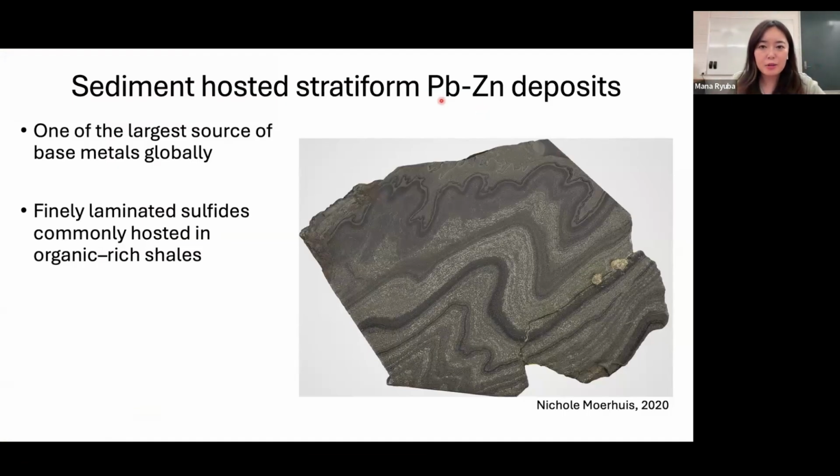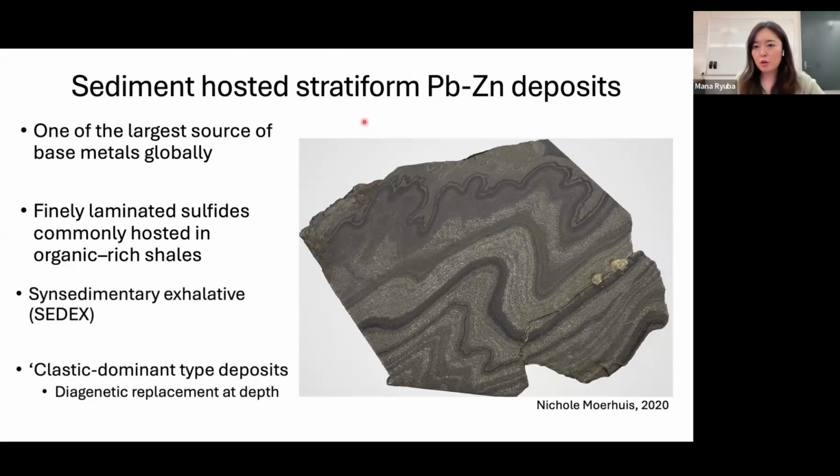I'm going to start off this talk by talking about stratiform lead zinc deposits, and I'm sure those of you from the Northern Territory will be very familiar with this deposit type, because of course the northern part of Australia is an extremely important region for this type of deposit. These are made of finely laminated sulfides, commonly hosted in organic rich shales.